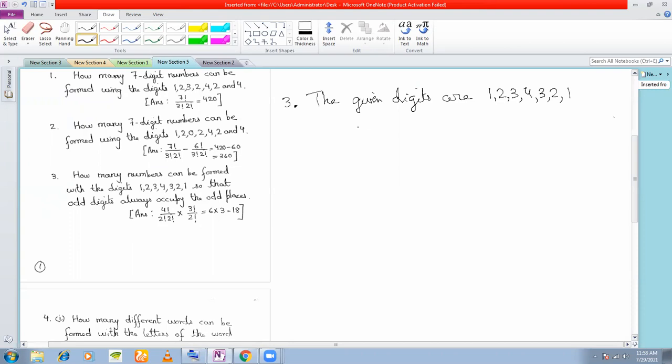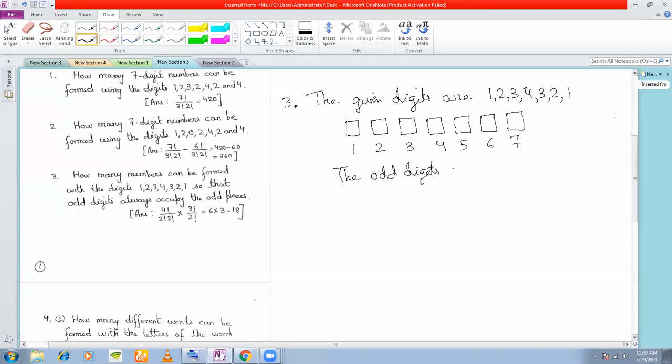Okay, so how many places do you have? Because 7 digits are there, you have 7 places. They have not specified the number of places, so we take 7 places. Now let us label these places. The question is so that the odd digits occupy the odd places. So let's write what the odd digits are. The odd digits are 1, 1. 1 is repeated twice.